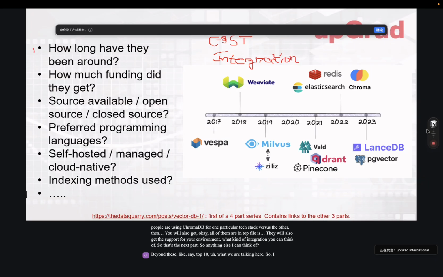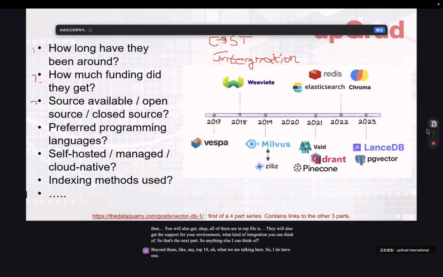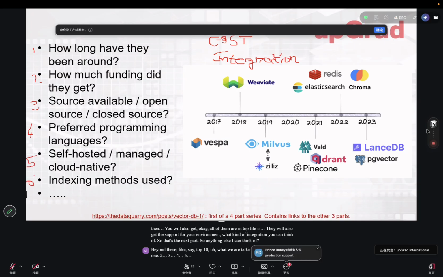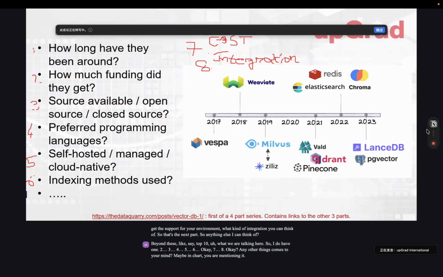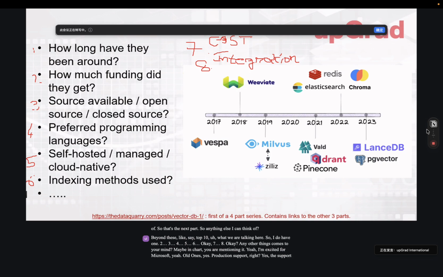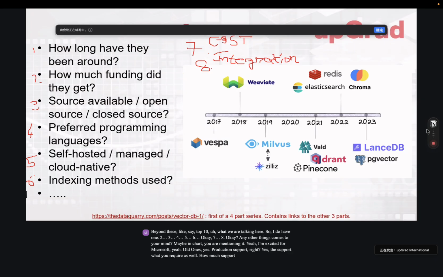So I do have 1, 2, 3, 4, 5, 6, okay, 7, 8. Any other things that come to your mind? Maybe you are mentioning it in chat. Yeah, MXNet from Microsoft. Nimish, old ones. Yes. Production support, right? Yes, the support you require as well. How much support, directly or indirectly, we are talking about, but we can talk about production support.